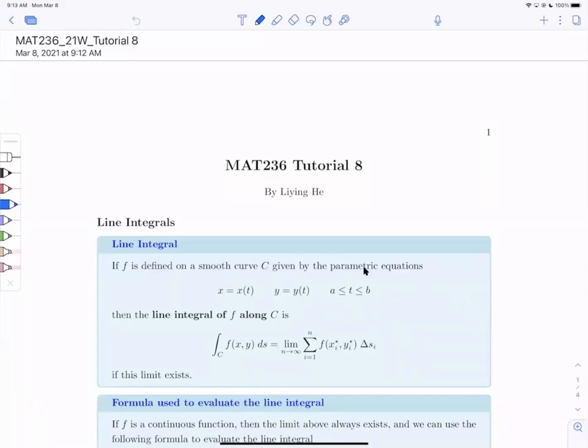This looks like what we're doing today. And this also looks like what we're doing today. Question three. I think this one is 16.3. Yeah. So 16.2, 16.3. And let's look at this one. Yeah, no cylindrical and spherical coordinates.